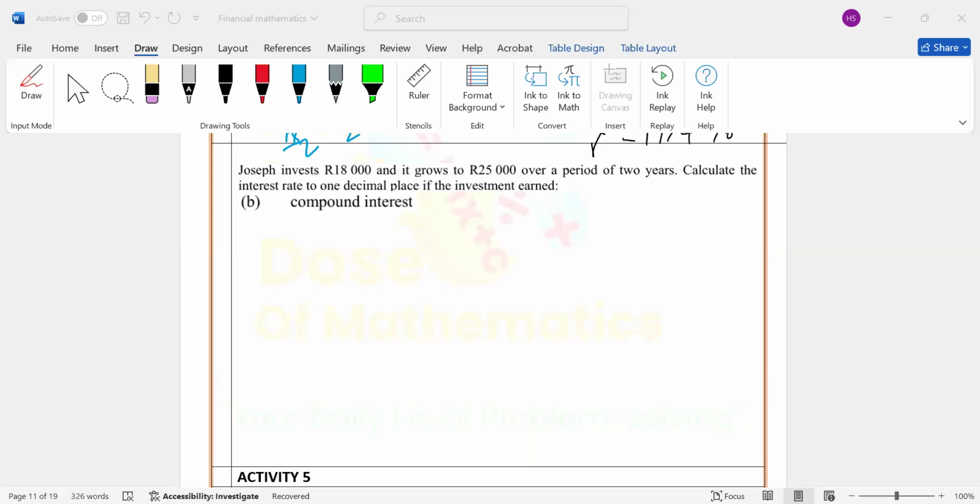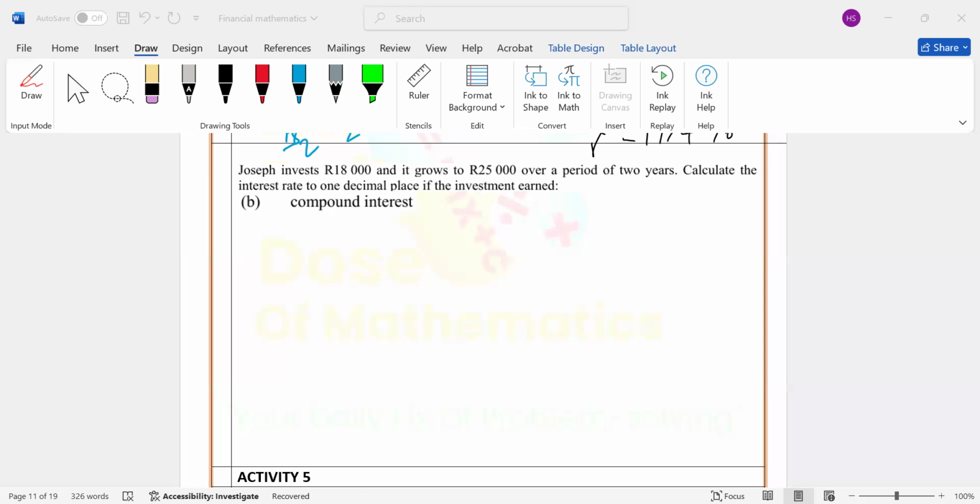We have Joseph who invests 18,000. 18,000 is going to be our principal amount, the money that we invest. And it doesn't grow by, it grows to 25,000. So if they were to ask you what did it grow by? It grew by 7,000. It grew from 18,000 to 25,000. So it means our interest was 7,000 over this 2 years period.